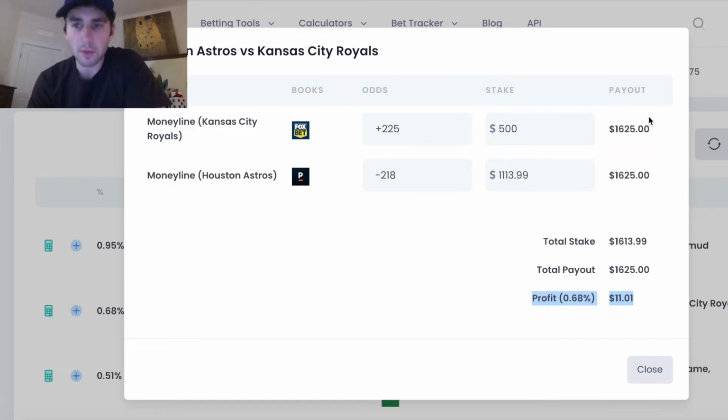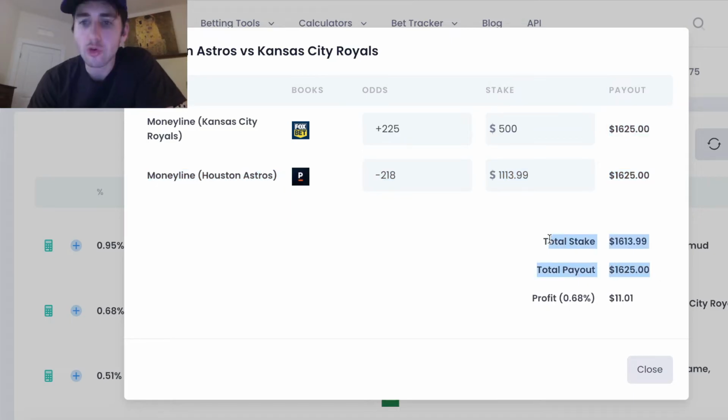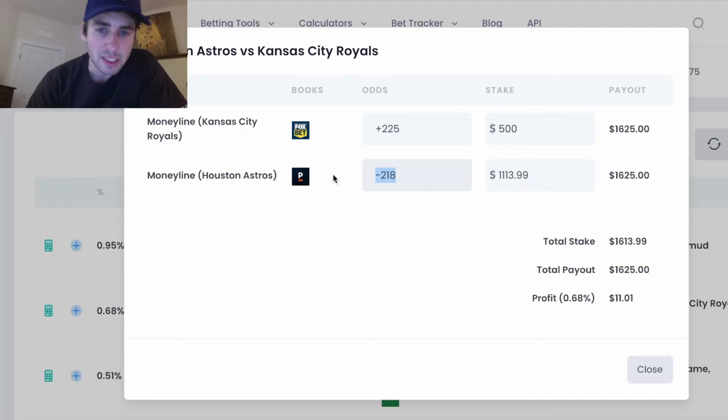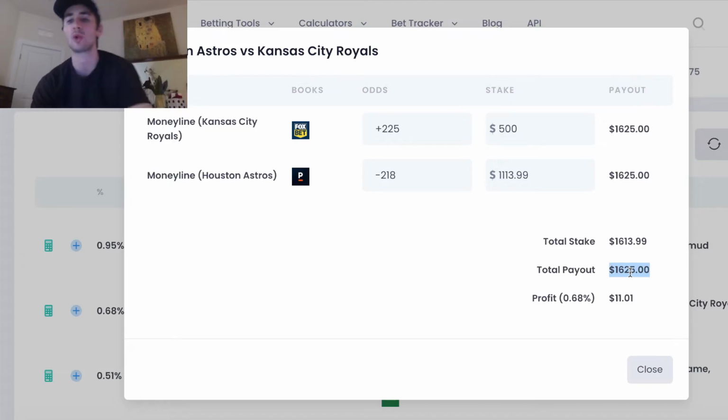That's what's crazy about arbitrage betting, is your payout does not change, and your payout will always be greater than your total stake. So here in both cases, a $500 bet at plus 225 odds and a $1,115 bet at minus 218 odds net you the same payout. Your total stake is fixed, and your total payout is fixed. No matter what happens in the game, you earn $11, right? That's not particularly bad. That's not particularly great.